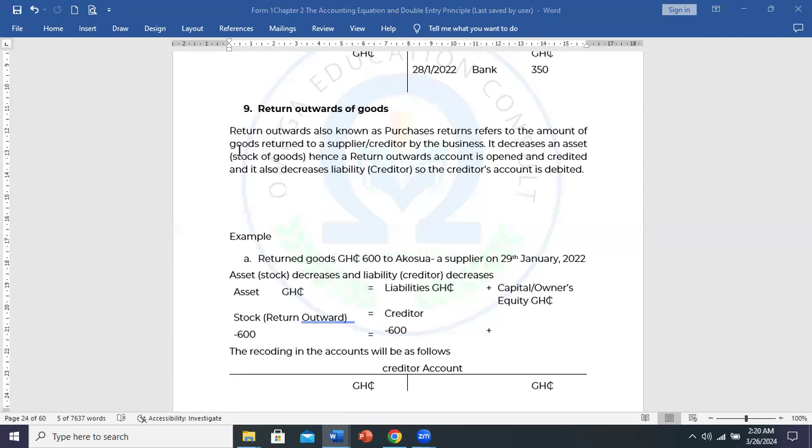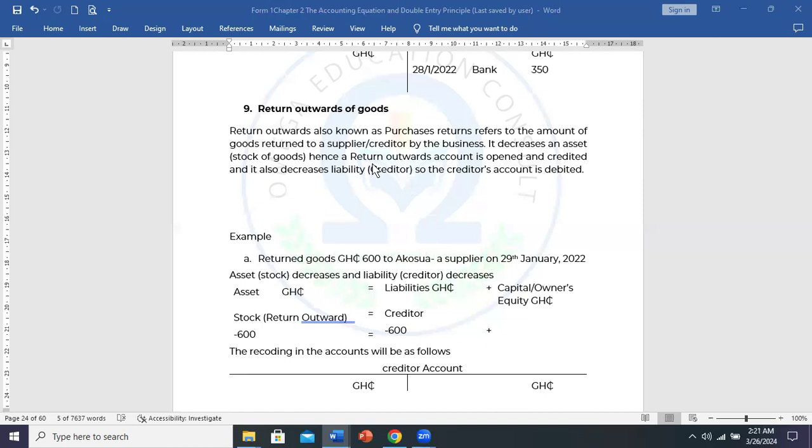Now, if you analyze it, you see it is goods that we are returning back to the supplier. So it is going to reduce our goods, which is the stock. That is why we say that it decreases the asset stock. And if asset stock is decreasing, we need to do a credit entry. But that credit entry will be in the return outwards account.